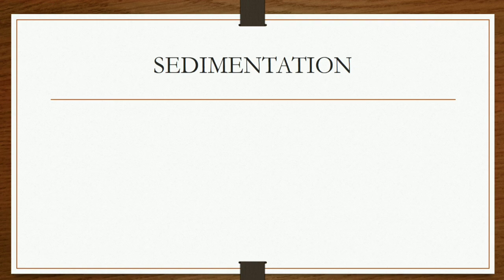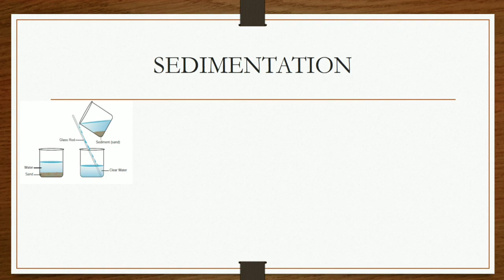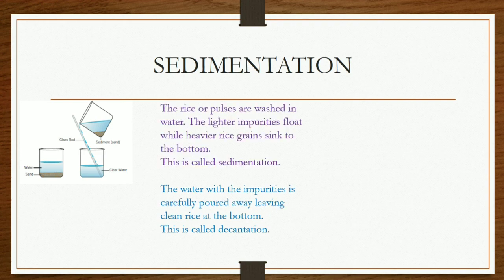Sedimentation. Sedimentation is used to separate the liquid from the solid, that is, two different components. When rice or pulses are washed with water, there will be light impurities floating on the water while the rice and the grains will sink under. So this process we call sedimentation.